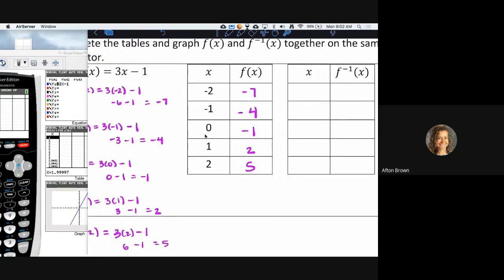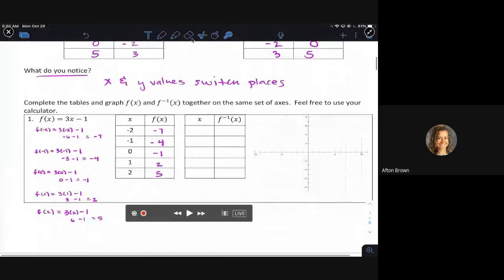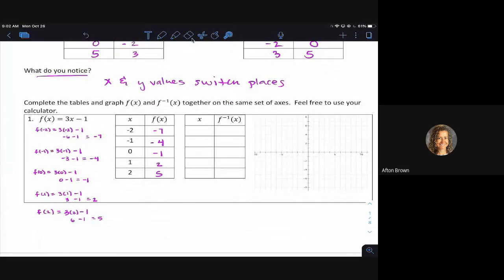Okay, so let's go back to your assignment and finish the rest of this question. So we've created our table. You can create your table in one of two ways, either by plugging in numbers or using your calculator. Now we want to do the inverse. So what numbers do we write in this table? Exactly. So in fact, let's go ahead and graph this one first, then the inverse. Let's do it one at a time.